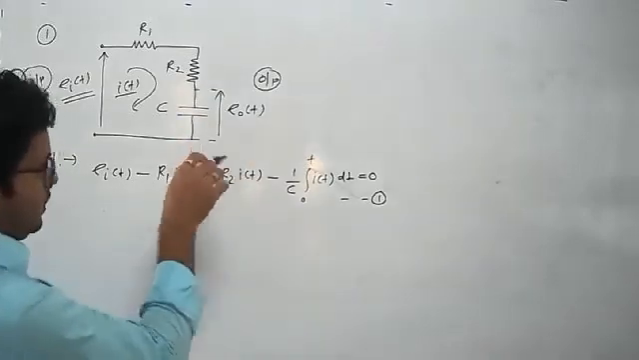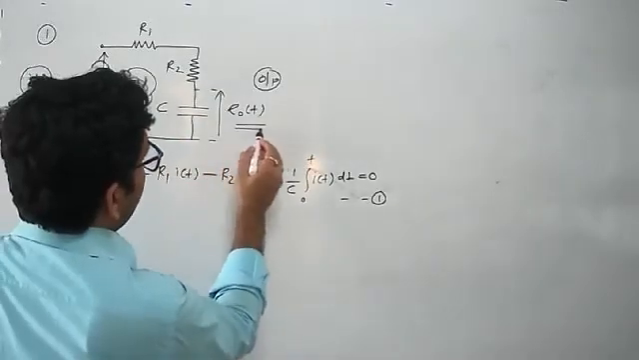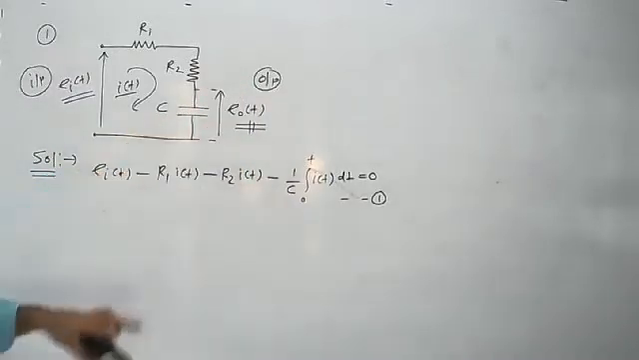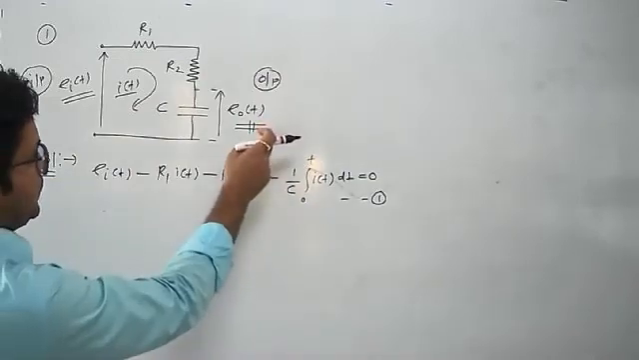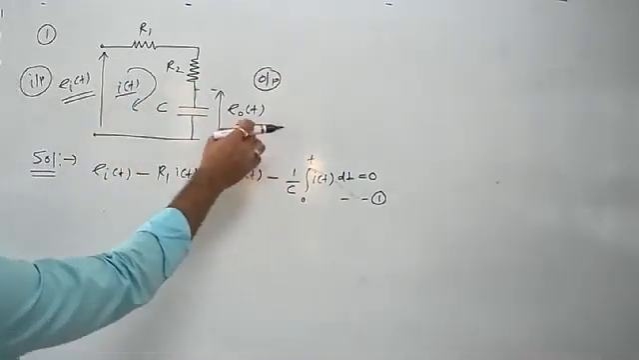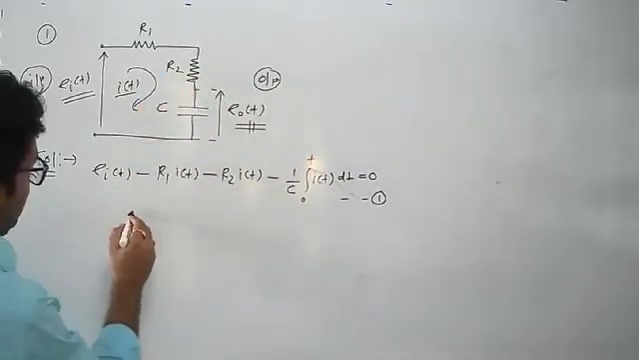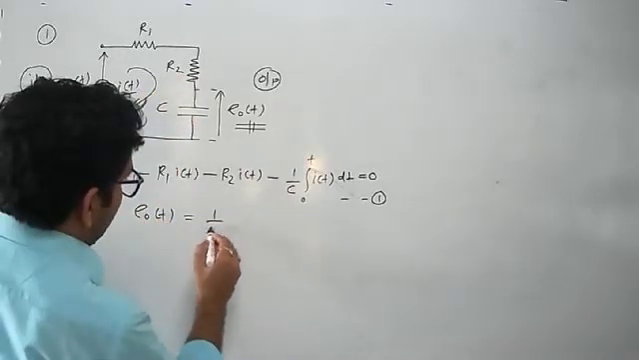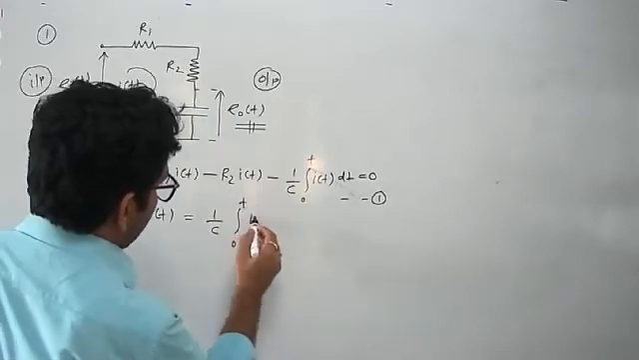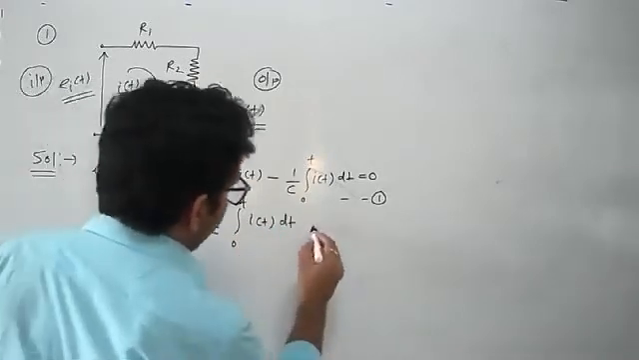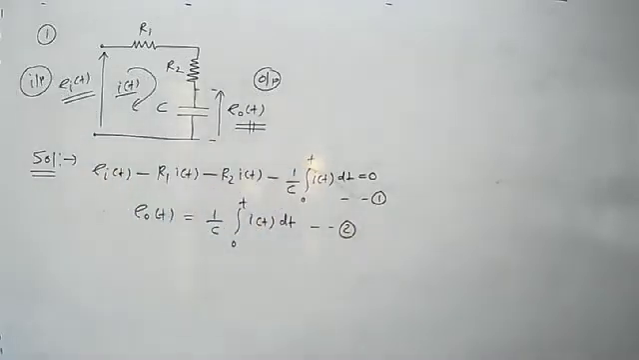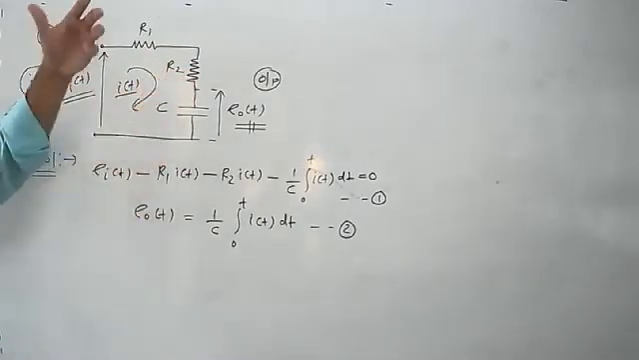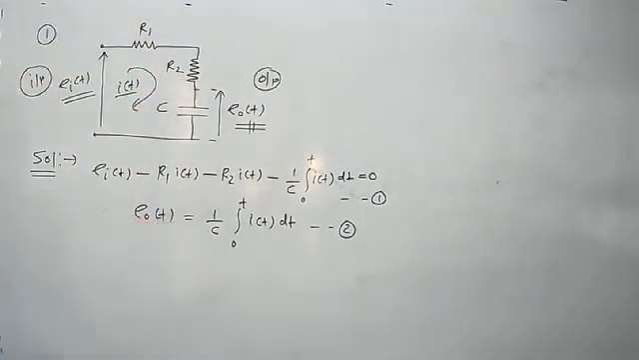Now because in the numerical itself it is defined that we are trying to calculate the output across the capacitor, for that we are going to write one more equation of this voltage in terms of current. So from this circuit, we can write E naught of t, which is nothing but the voltage across the capacitor, is nothing but 1 upon C integral 0 to t I of t dt. Let this be equation number 2. So equation number 1 and equation number 2 indicate the mathematical modeling of our given circuit, but in time domain. So this is your step number 1.